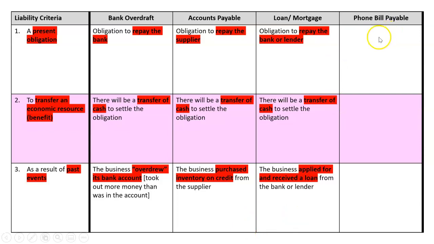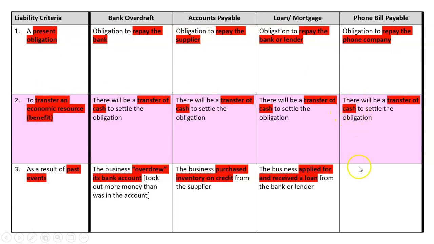What about phone bill payable? Well, what are we obligated to do? Easy. Repay the phone company. To transfer an economic resource, well, what are we going to transfer again? Cash. And in this case, what's the past event? Maybe a little bit harder. How would you word this? But you could say, well, I owe Vodafone, let's say $500 for the business account last month. What was the past event? Well, I consumed or used the phone and the internet, and therefore I have a bill.